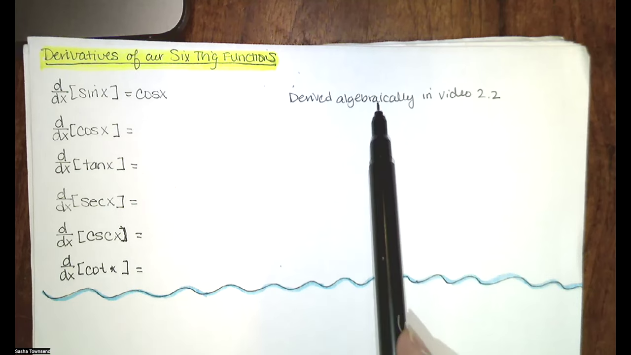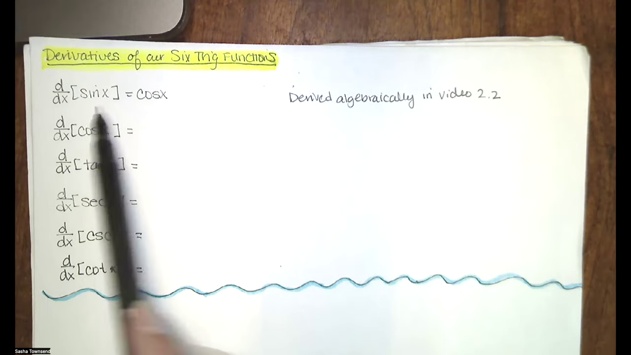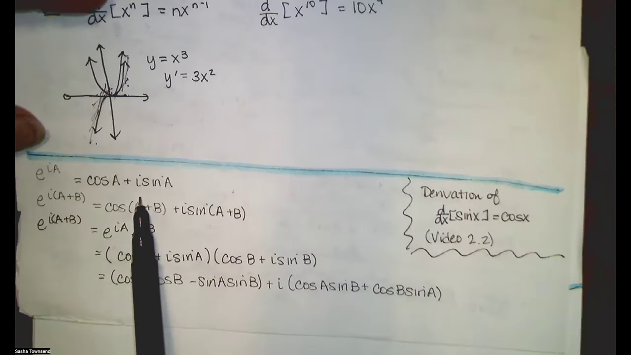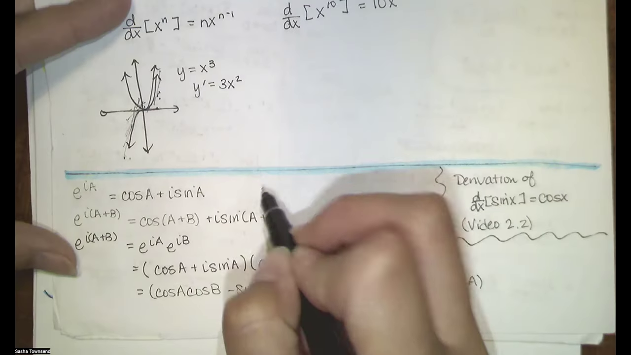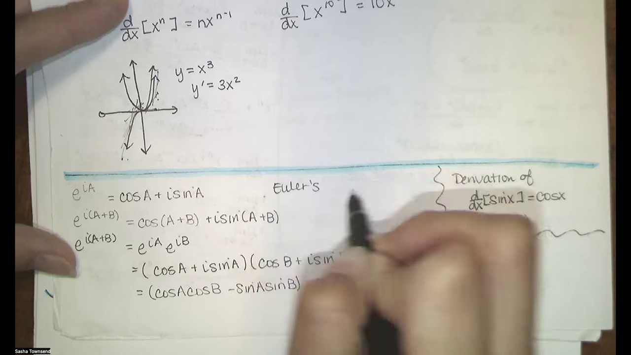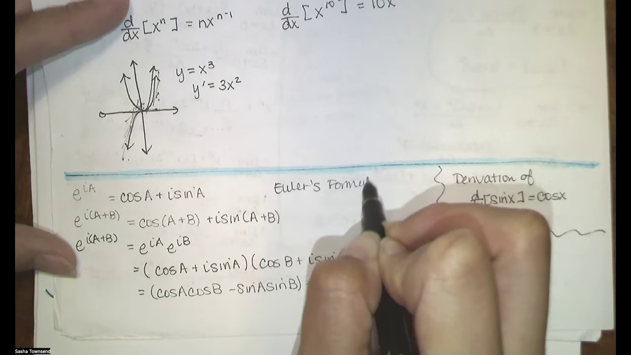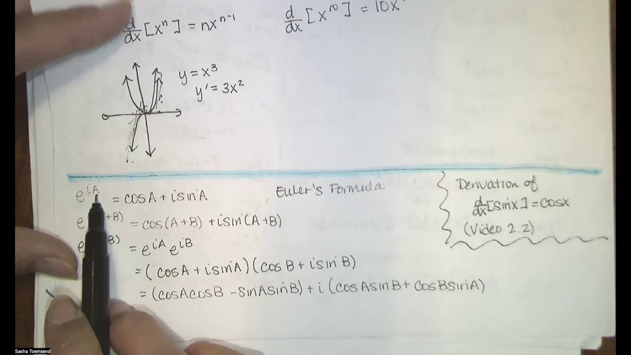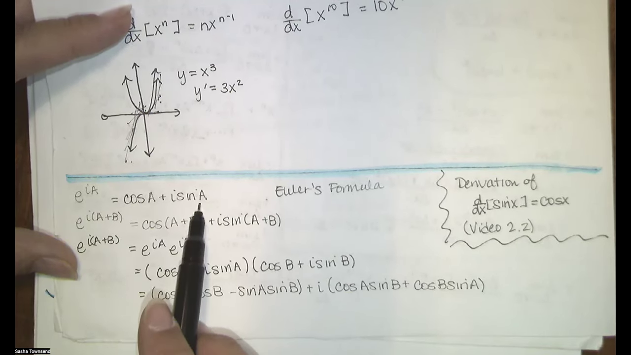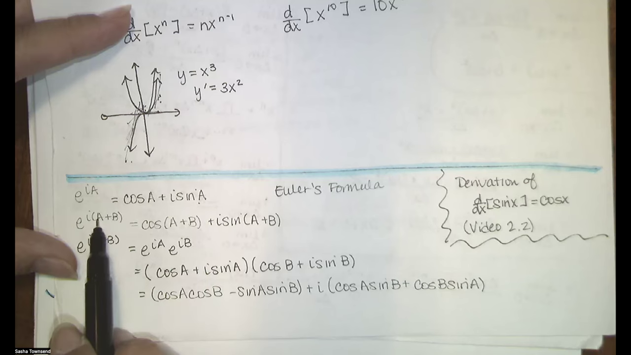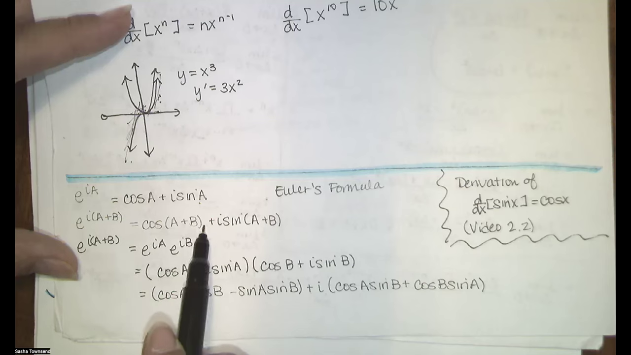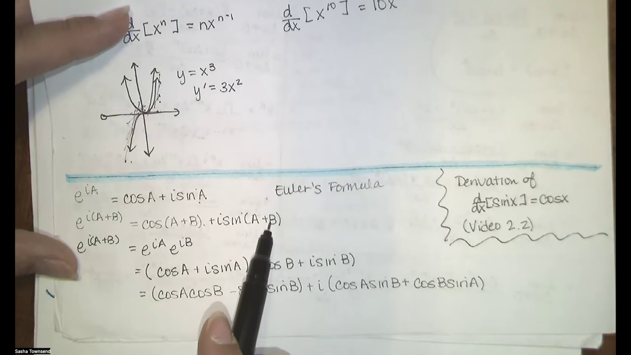One of the things that we use to derive that the derivative of the sine of x is equal to cosine of x was Euler's formula. So Euler's formula is that e to the I times some angle is cosine of that angle plus I times sine of that angle. Now, if I replace the angle with a plus b, that turns out to be cosine of a plus b plus I times sine of a plus b.